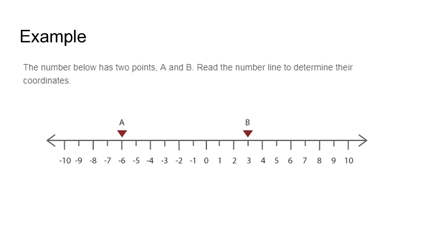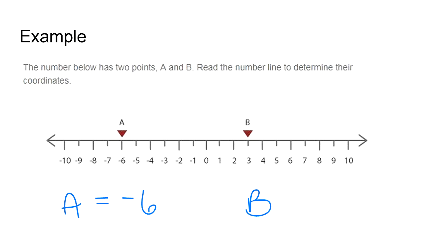All right, so here is a number line. What is the coordinate for point A? Negative 6. Very good, Juan. Maya, good job. So A equals negative 6.